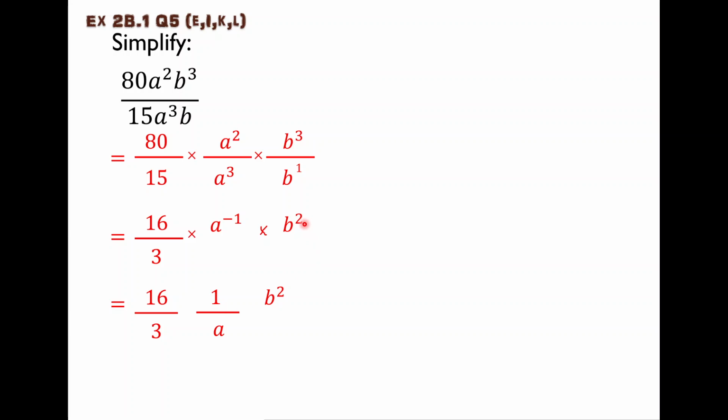And finally, the B squared. You can imagine that the B squared is on the top. If you've got something that's just by itself, it doesn't look like a fraction, just imagine that it's at the top of a fraction. And now let's read off to simplify. On the top, I've got 16 times 1, which is 16, B squared. And on the bottom, I've got 3 times A, which is 3A. And that is how you simplify these questions.